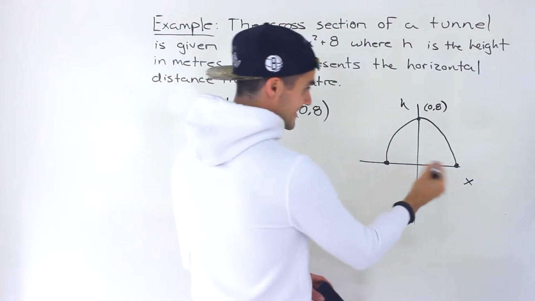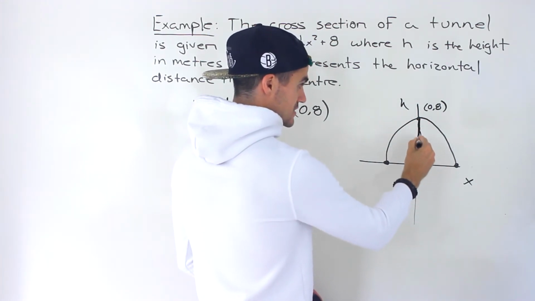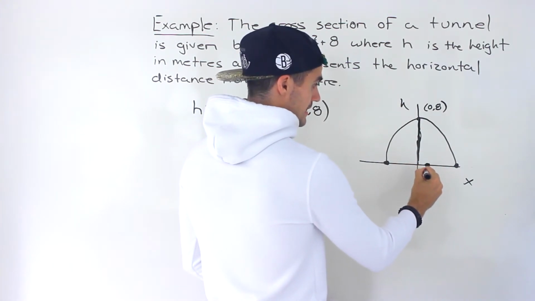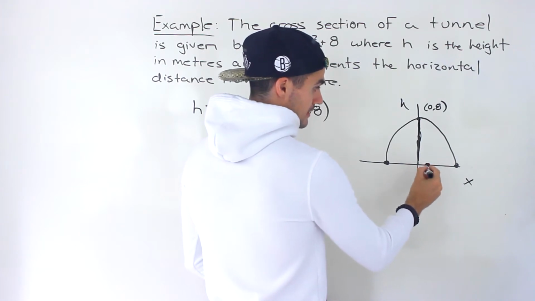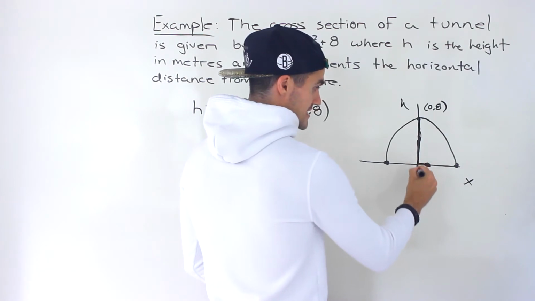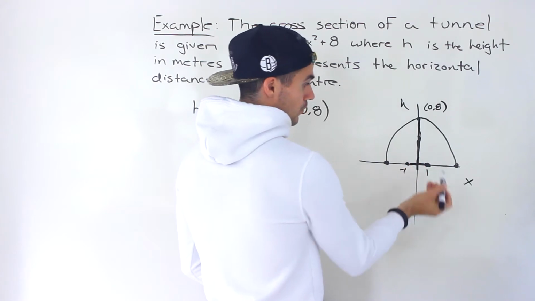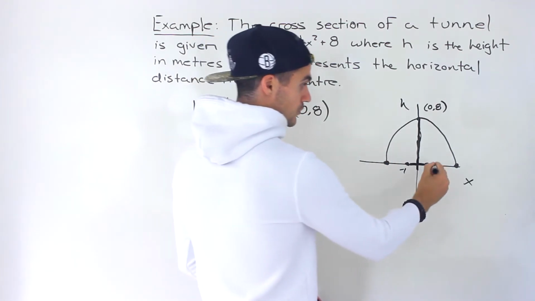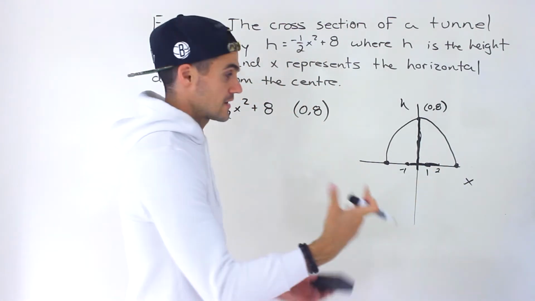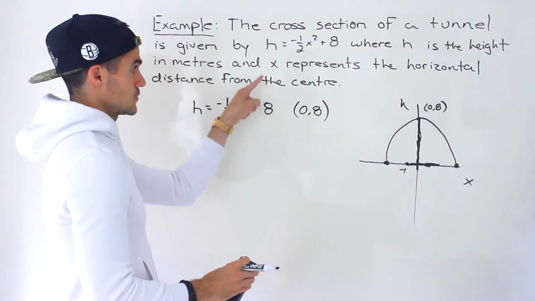So the x value represents the horizontal distance from the center. Notice that this is the center of the bridge, so if we go over here, let's say we go 1 meter, this x value of 1 represents 1 meter away from the center, which is right here. Or negative 1 would be the same thing, 1 meter away from the center to the left. Or if we have an x value of 2, it represents 2 meters away from the center, etc. So with this graph, notice that the graph makes sense with the description.